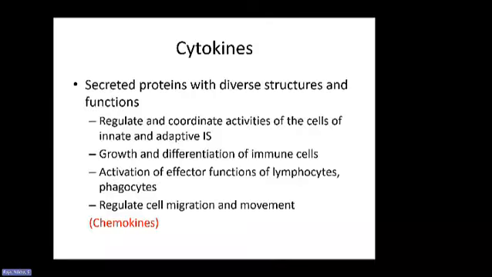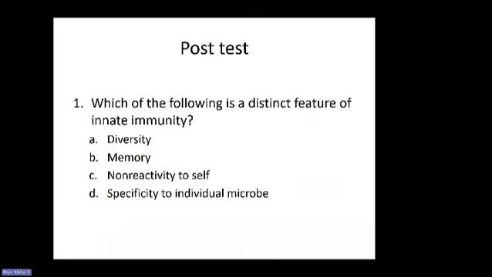All right, so that's the end of the chapter. So let's go through the post-test questions. Which of the following is a distinct feature of innate immunity? Should be non-reactivity to self, C. That's correct. So it's C. Diversity, memory, specificity are way better in the adaptive immune system, while non-reactivity to self is present in both.